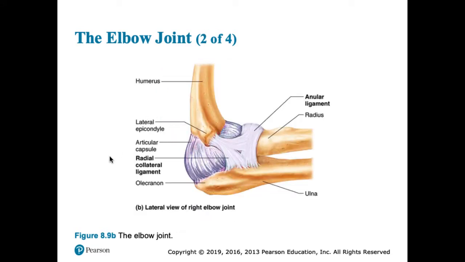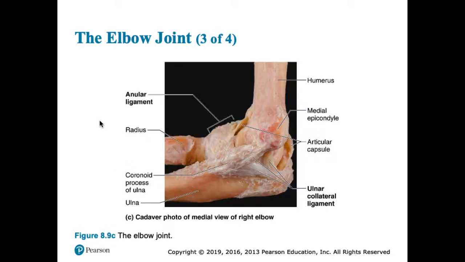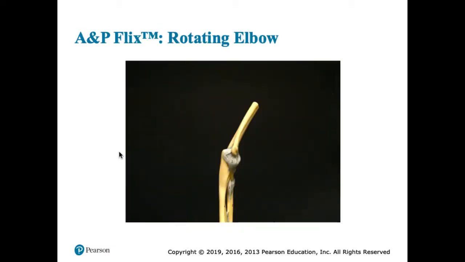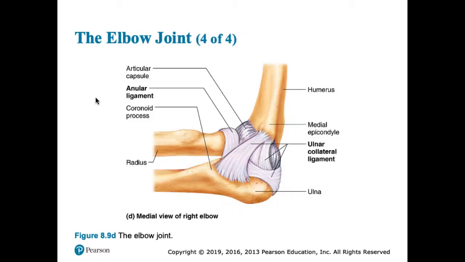And this is the lateral view of the right elbow joint, seeing those important ligaments that allow for that movement. And here it is in a cadaver photo, the medial view of the right elbow and what that looks like. There's that annular ligament there, and here's that ulnar collateral ligament there. Again, here is a video that shows you that movement, making sure to utilize that in your PowerPoint.